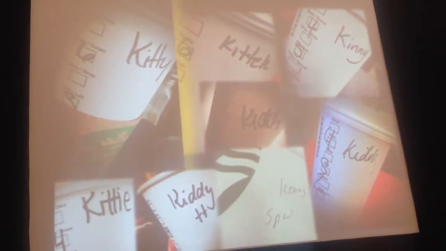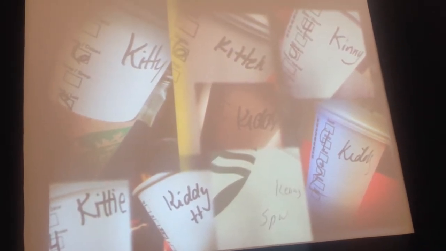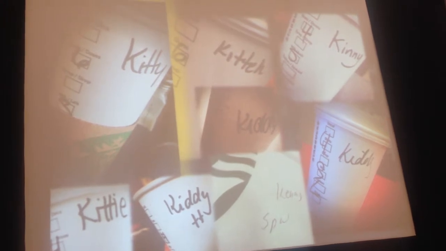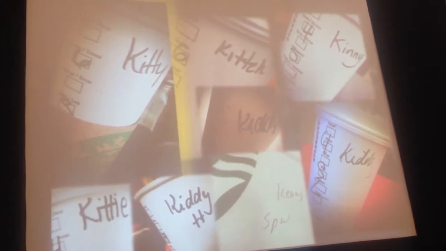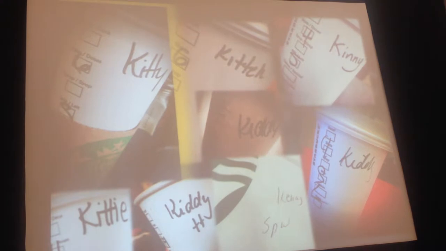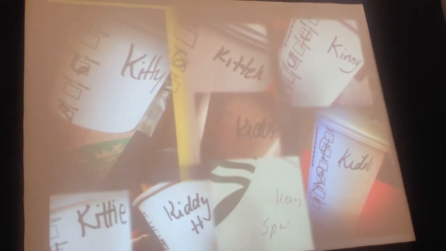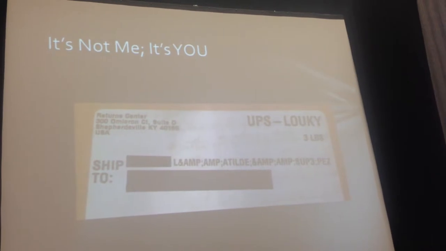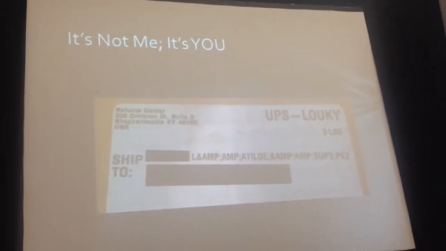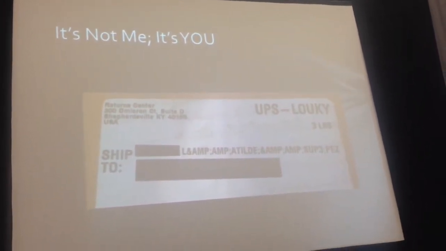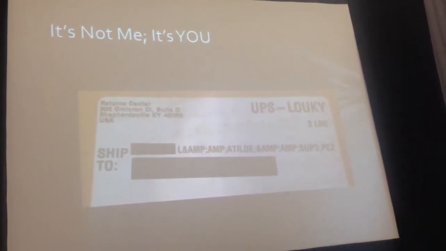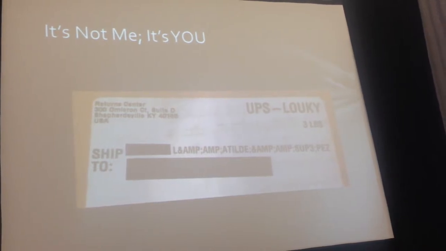So now when he kicks off and I go to get my house, I'm going to have to change my name. And then we have the Starbucks problem. Everyone has a Starbucks name, right? If you don't, you're missing out. My Starbucks name is Kitty, with two T's. And yet we get Kitte, Kenny, Kitty, Kitty, Kitty. This is the ultimate unstructured data, right? This is verbal data. And then we have the classic UPS. You know what this is? This is my last name. This is low, ampersand, escape, with a tilde, amp, superimposed three, and pegs.